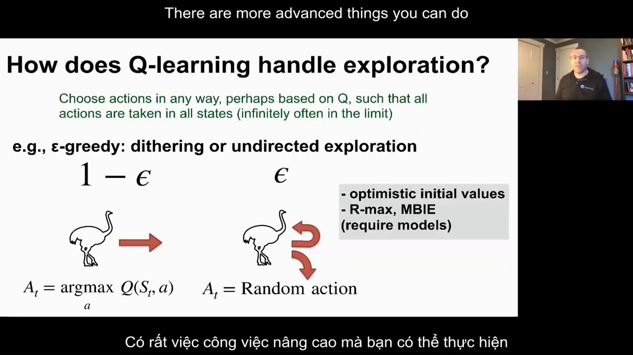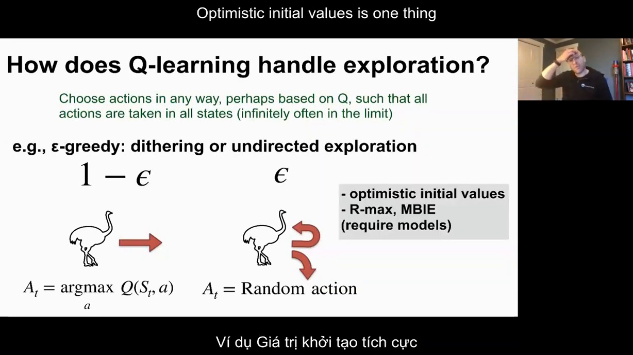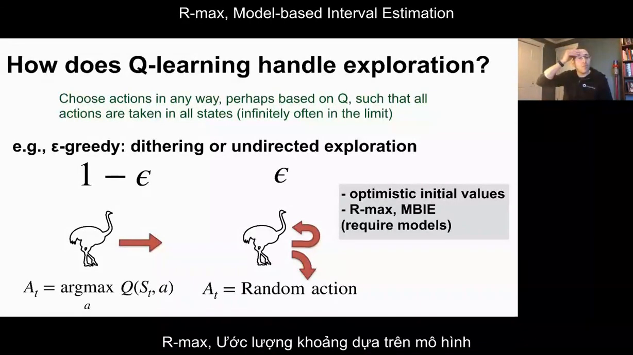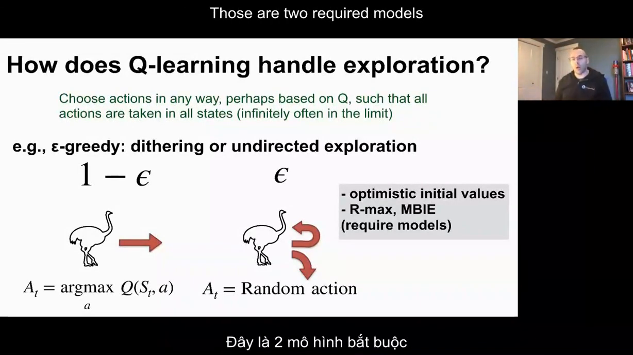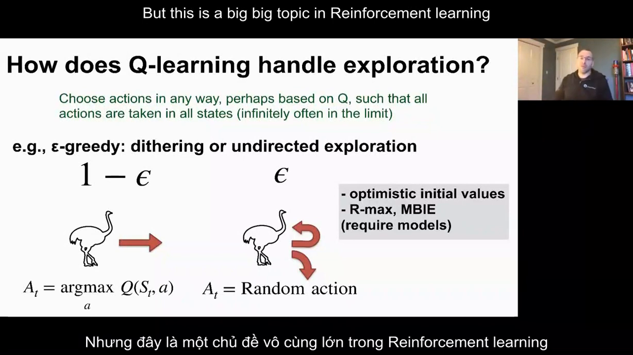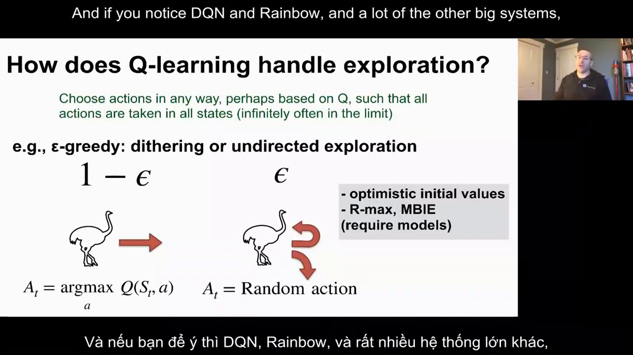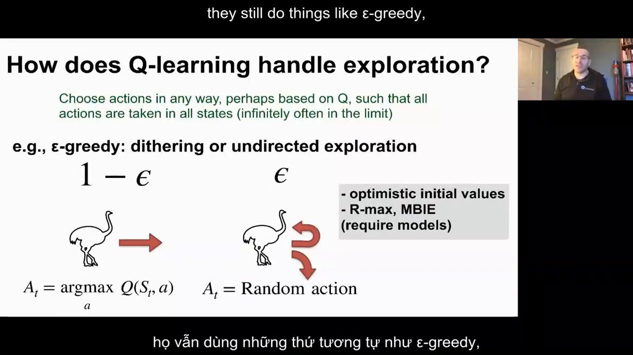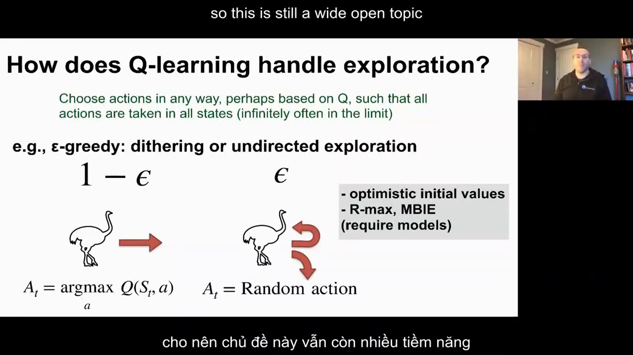There are more advanced things you can do. Optimistic initial values is one thing. RMAX and model-based interval estimation, those two require models. But this is a big, big topic in reinforcement learning. And if you'll notice, DQN and Rainbow and a lot of the other big systems still do things like epsilon greedy. So this is still a wide open topic.